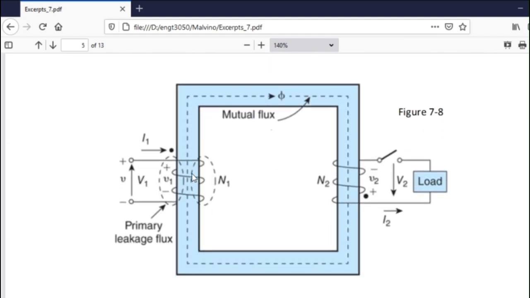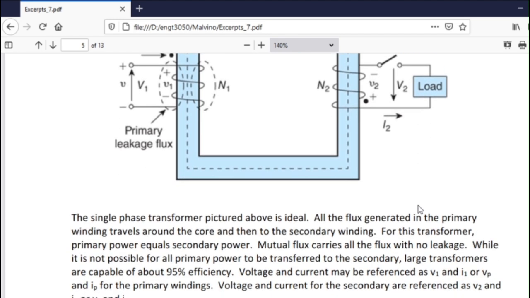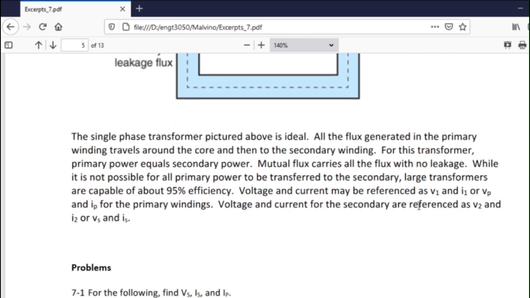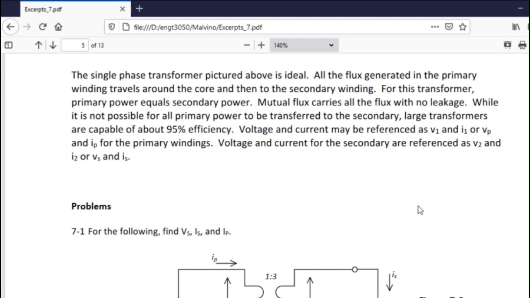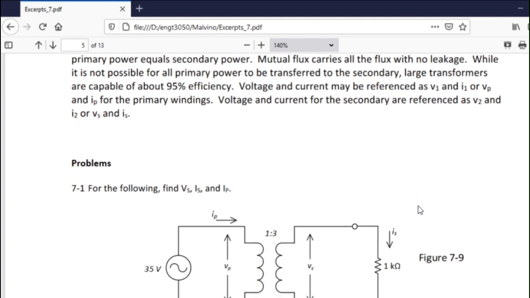Okay, so here is a picture of this primary and secondary, and this mutual flux going around. This would be a way of looking at it. It's an ideal transformer. Most are 95% efficient, so you only lose a little bit.